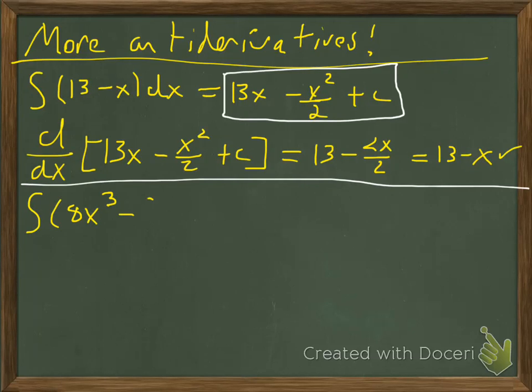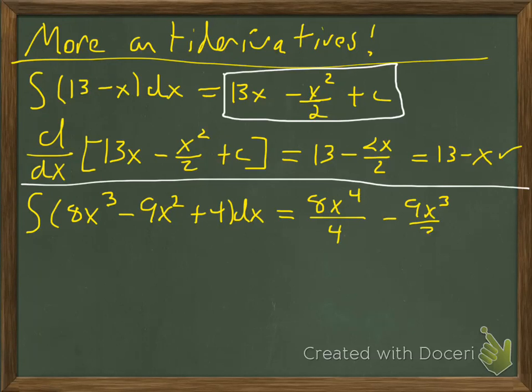Alright, how about 8x cubed minus 9x squared plus 4? And we're going to take the antiderivative of that. If you want to pause the video and try it on your own, go ahead. Alright, now you can check. So add 1 to the exponent, divide by the new exponent. Add 1 to the exponent, divide by the new exponent. Add 1 to the exponent, and divide by the new exponent, plus your constant of integration.